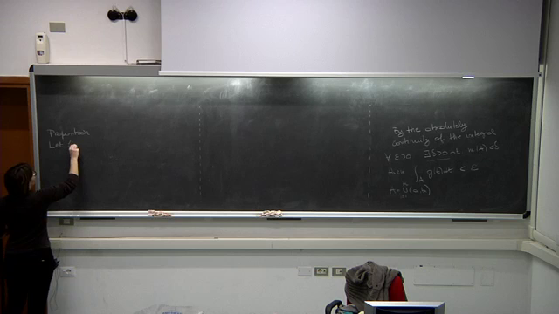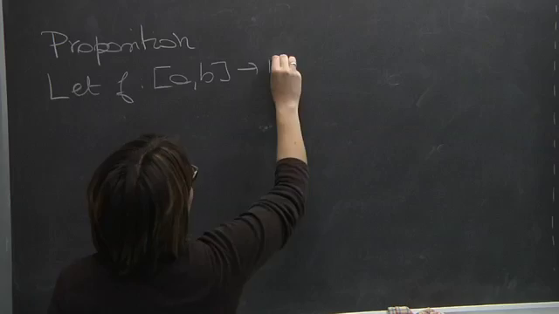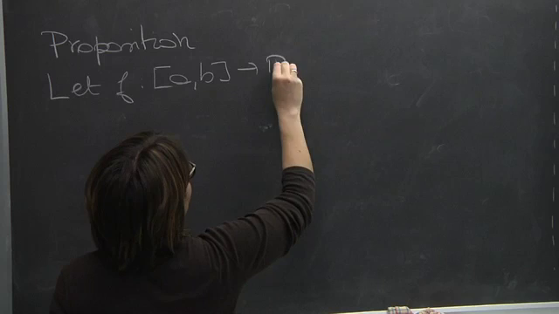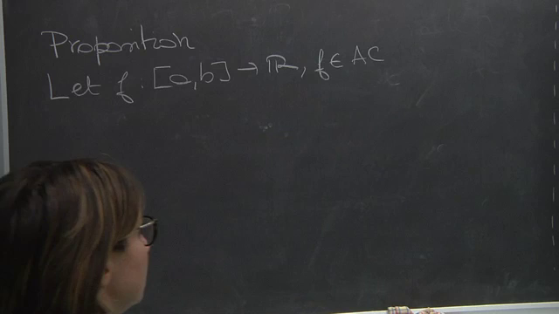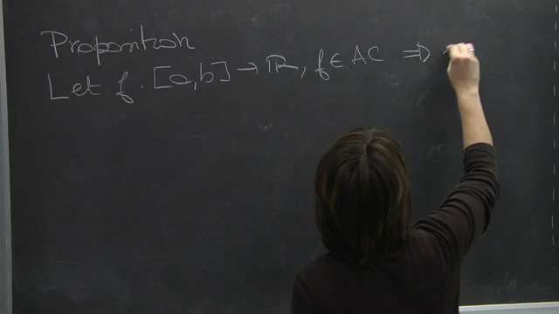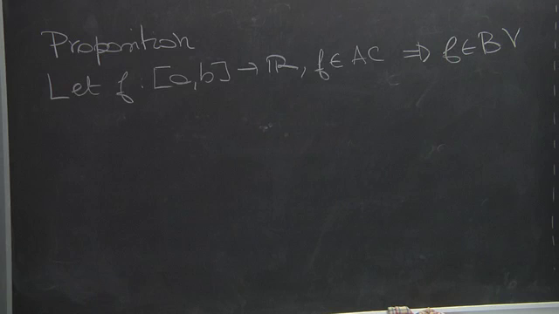You start with a function which is in AC, and we want to deduce that AC is stronger than being in BV. So we want to prove that if f is in AC, then f is of bounded variation.